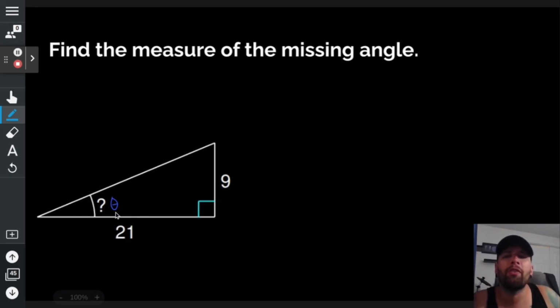My goal is to find theta. Theta is important to me. So I'm thinking SOHCAHTOA thoughts. What I need to do is figure out how 9 and 21, 9 plus 10, are related to theta. If I look at theta, what is 9 to me? Well, 9 is the opposite side. If I look at 21, 9 plus 10, what is 21 to me? 21 is the adjacent side.